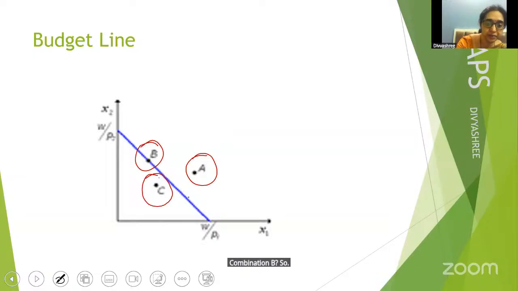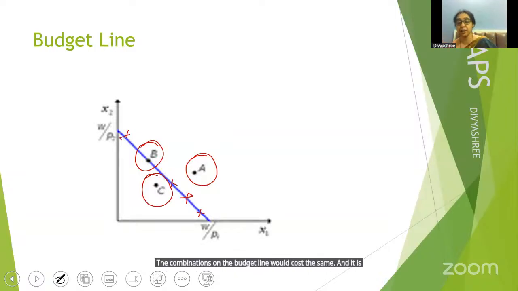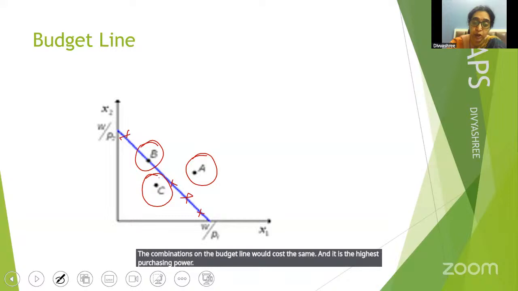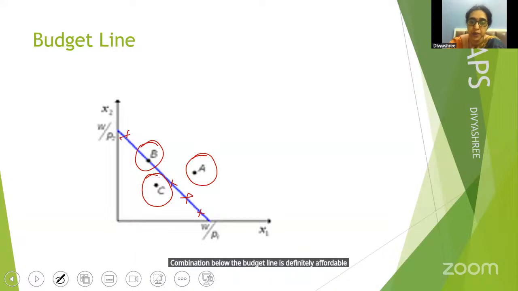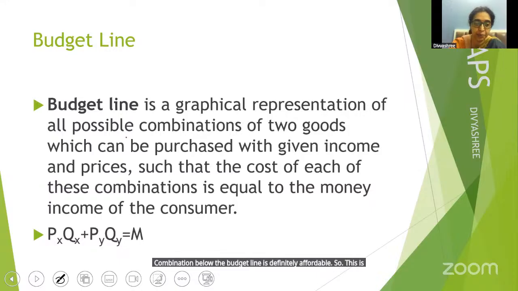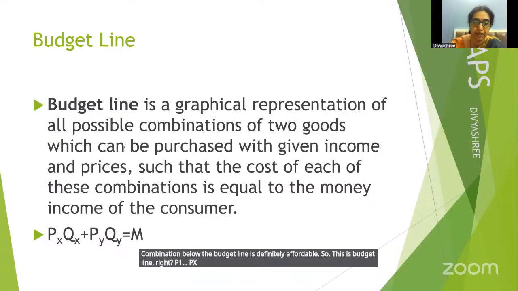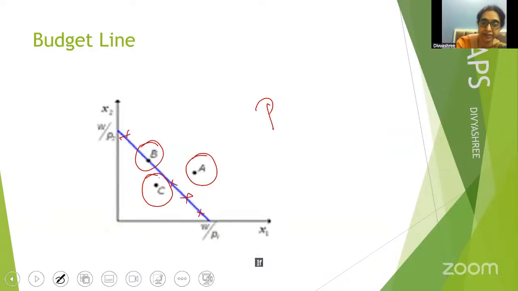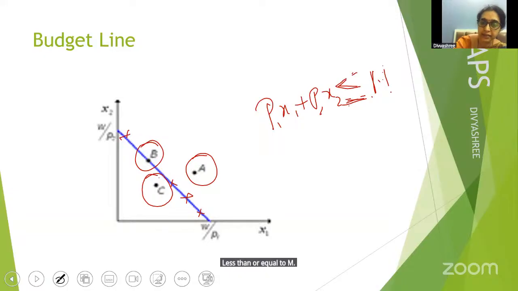So the combinations on the budget line would cost the same, and it is the highest purchasing power. A combination below the budget line is definitely affordable. So this is the budget line, right? P1 x1 plus P2 x2 is equal to M. If I say P1 x1 plus P2 x2 is less than or equal to M, then it is called the budget set.